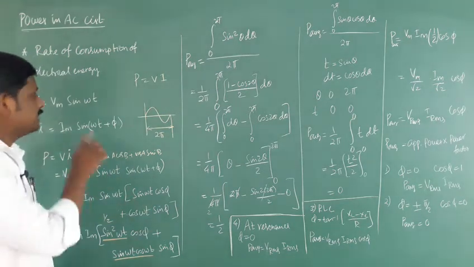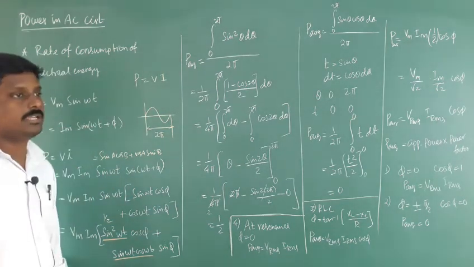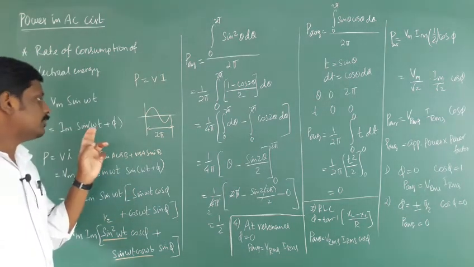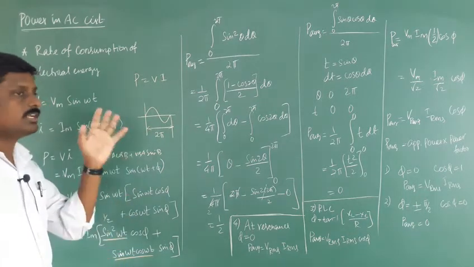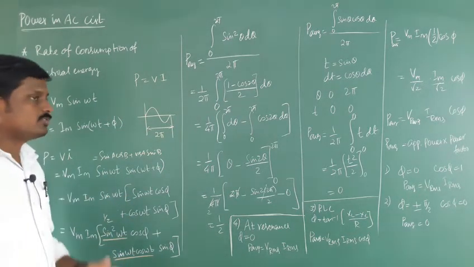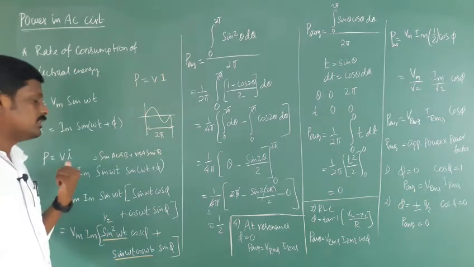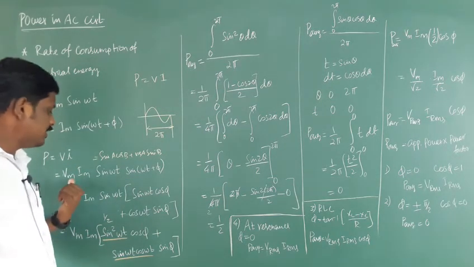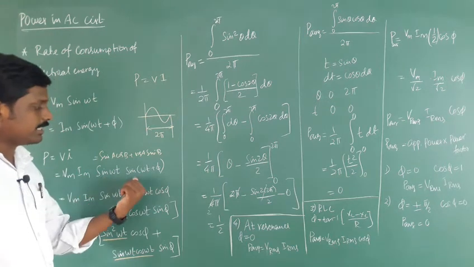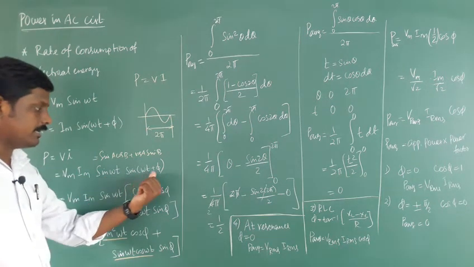So first, the voltage V is equal to Vm sin omega t, then the current is Im sin(omega t plus pi). This is for an RLC inductive circuit, so for inductive it is sin(omega t plus pi). Power equals voltage into current, so substitute the values: Vm Im sin omega t into sin(omega t plus pi). Here we have sin(A plus B).